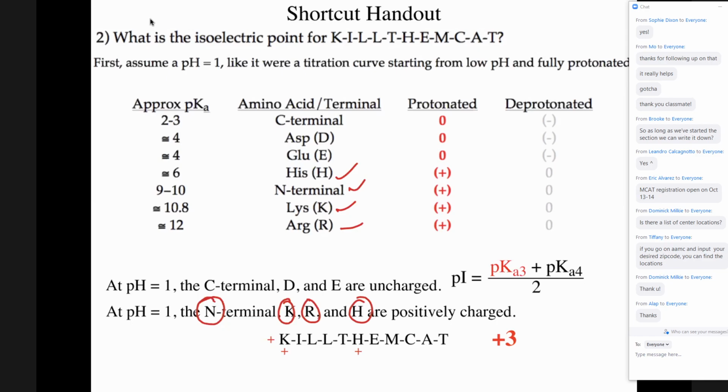Okay, so average pKs 3 and 4. Now I need to figure out which are which. pK1 is always the lowest number, so pK1 is always your carboxyl terminal. pK2, I've got to do my checklist. Do I have a D in this compound anywhere?